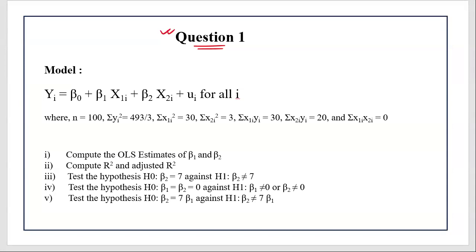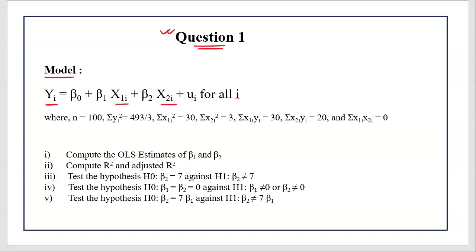This question has given you a model like this. The model is this: yi equals beta naught plus beta 1 x1i plus beta 2 x2i plus ui, for all i. Right? So it is definitely a three variable linear regression model where yi is the dependent variable and you have two explanatory variables, namely x1 and x2.